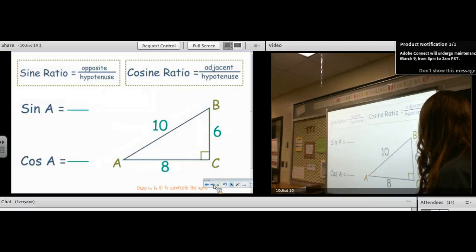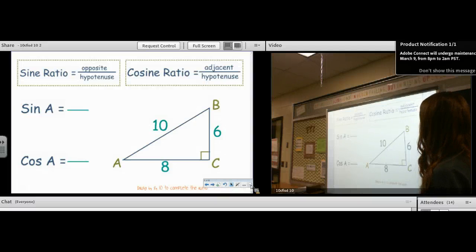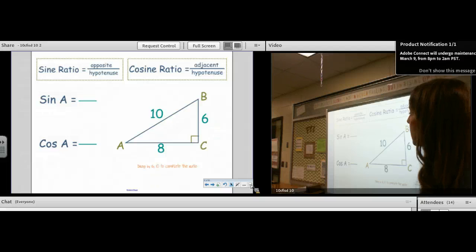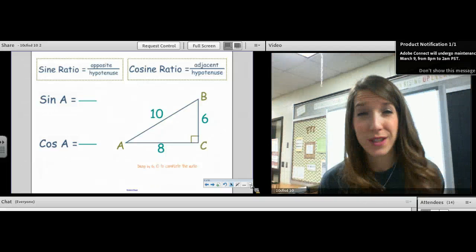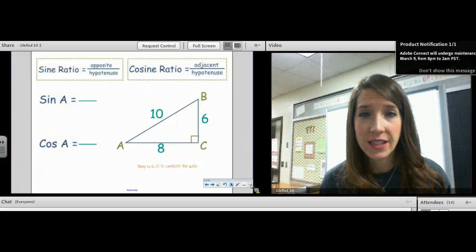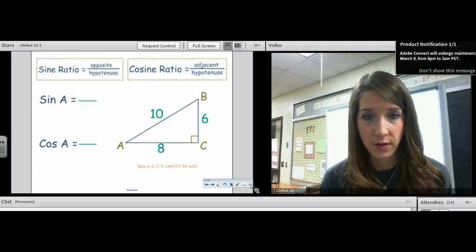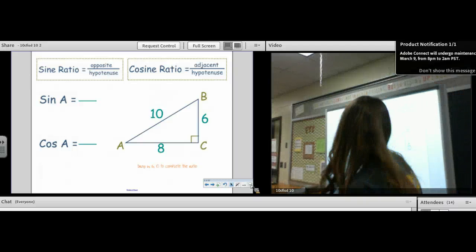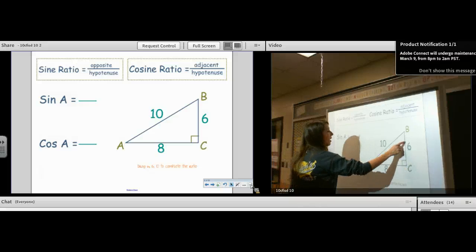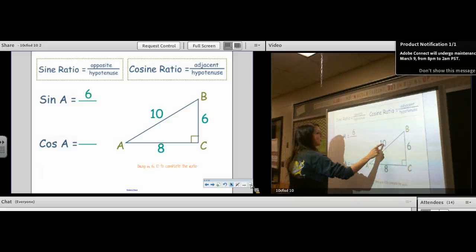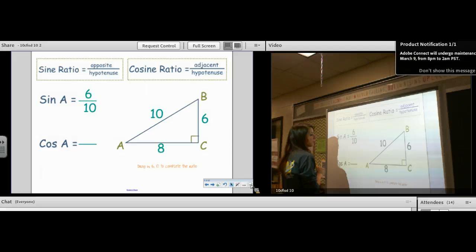So let's practice a few. So let's do the thing where we're just finding the ratio. We're not solving for A, we're just finding the sine of A. It's going to be a fraction. So in this case, the sine of A is opposite over hypotenuse. And we would never put that as our final answer.